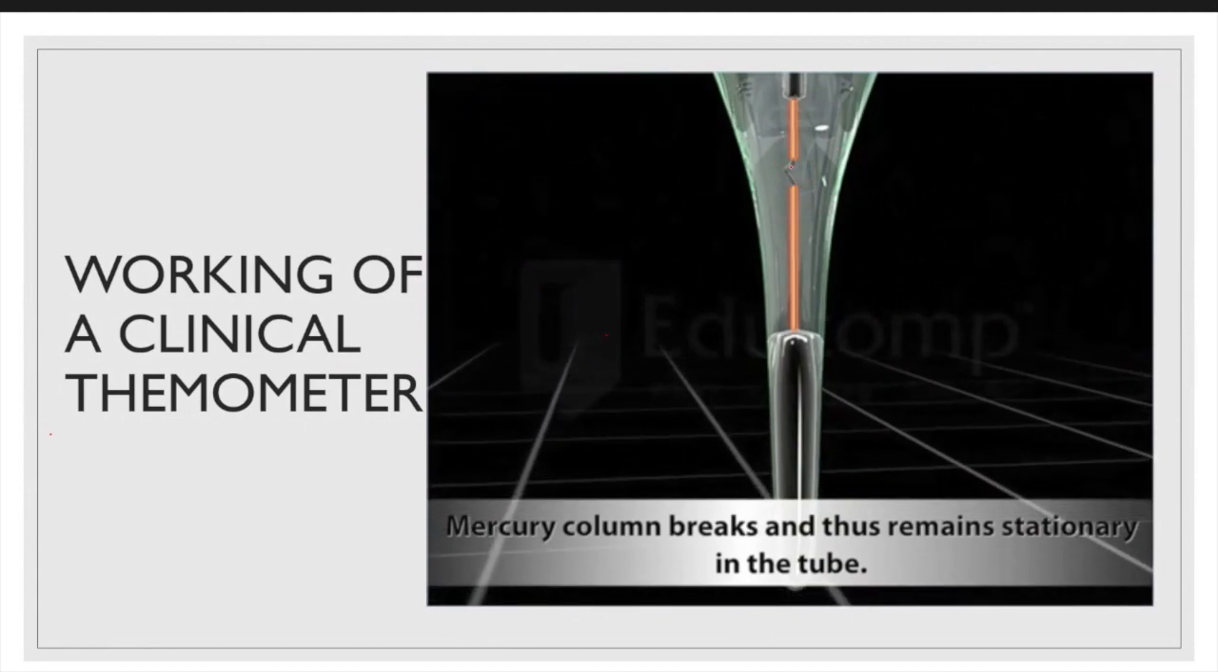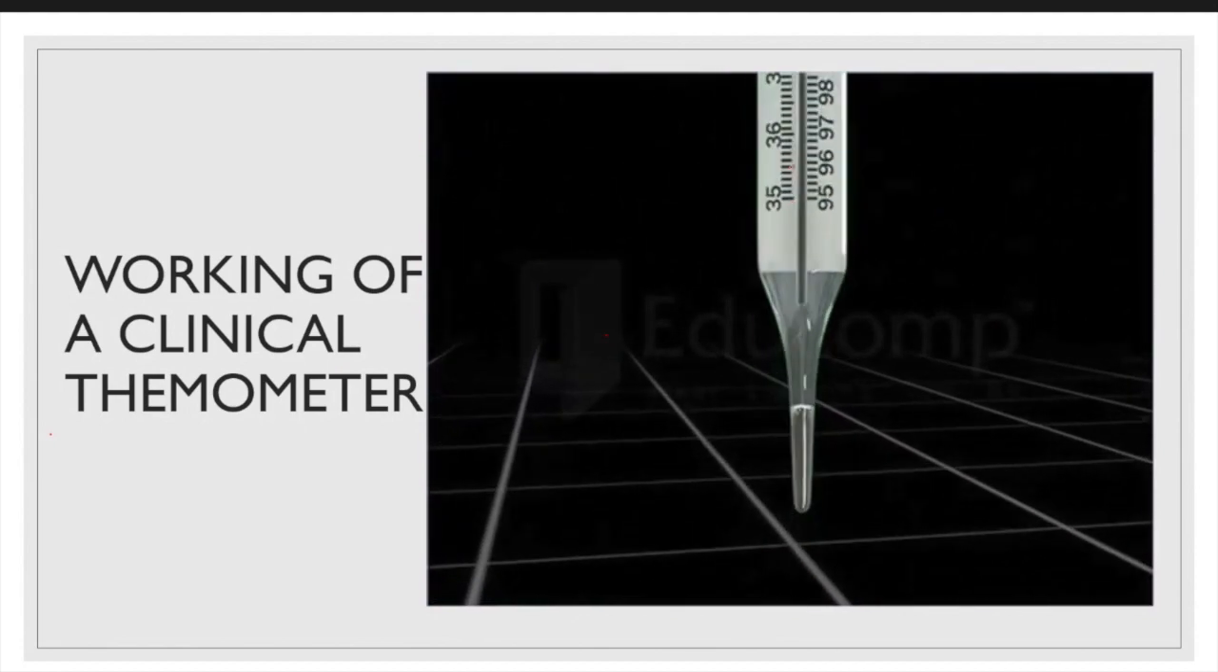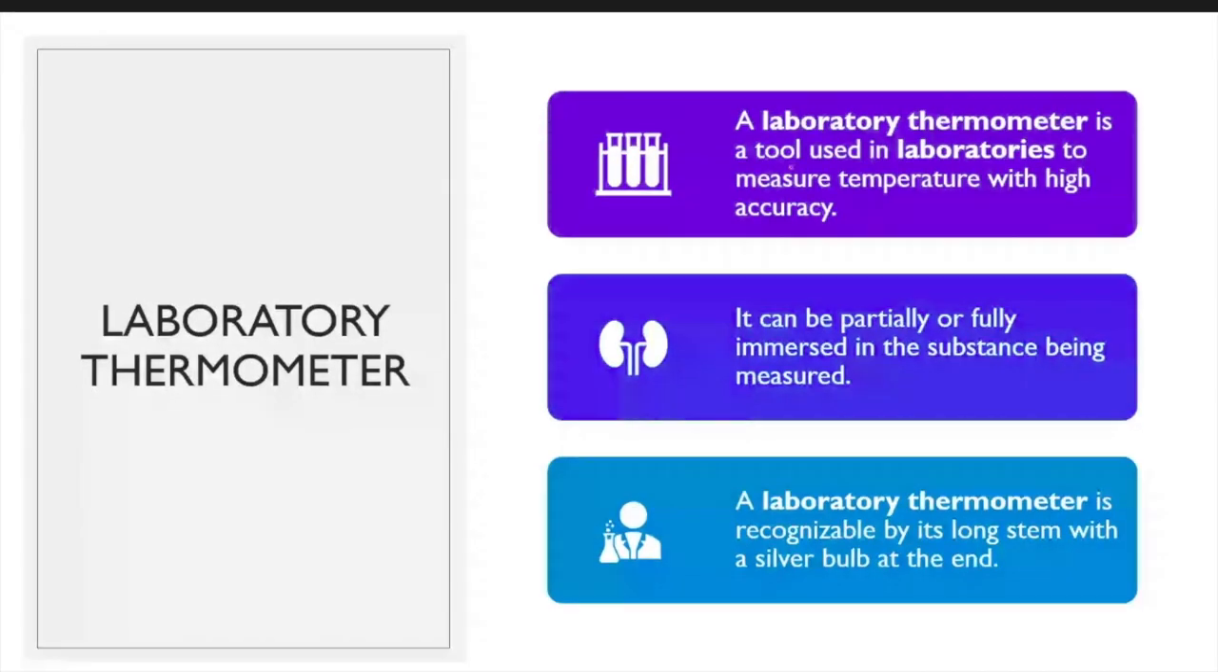To reset the thermometer, we can give it a jerk, that is, swing it sharply over a time. A laboratory thermometer is another kind of thermometer which is used in laboratories to measure the temperature with high accuracy.